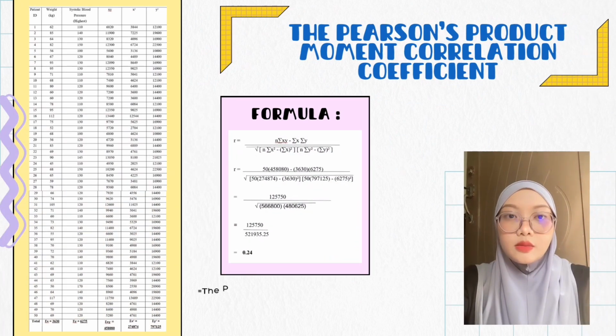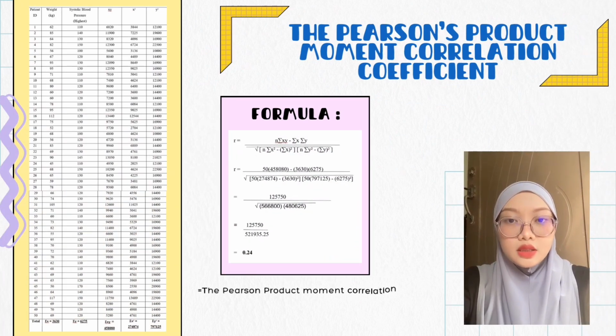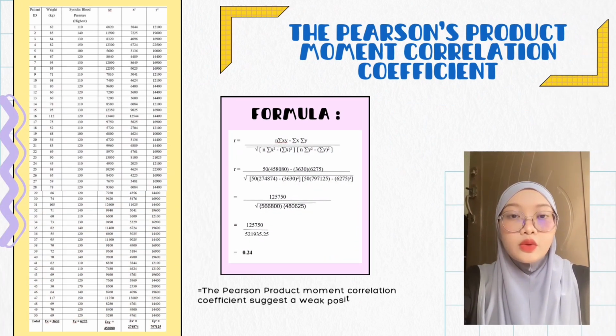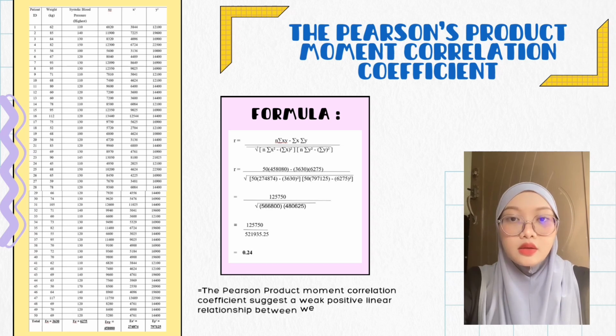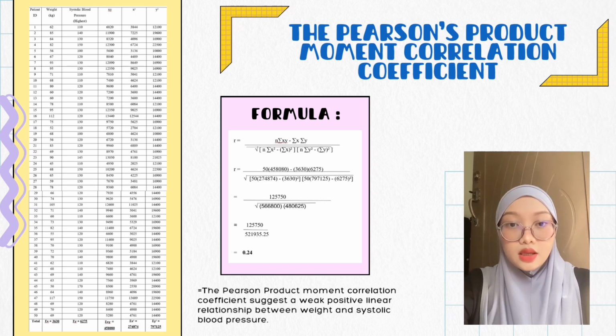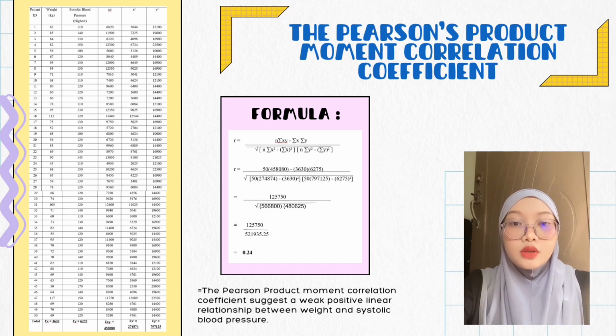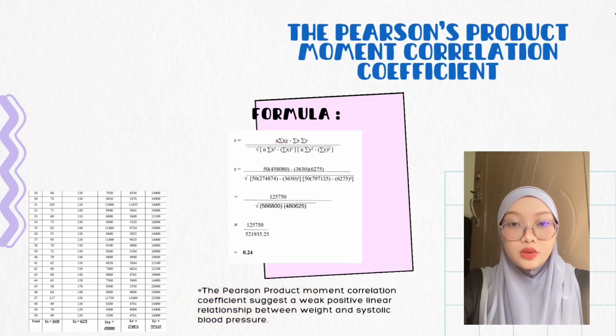Next, I will discuss the Pearson product moment correlation coefficient. So we use the following formula to find the Pearson correlation coefficient. We have 50 data and this data is used to calculate the correlation coefficient. Then we insert all 50 data into the formula and the answer we get is 0.24. So the Pearson product moment correlation coefficient suggests a weak positive linear relationship between weight and systolic blood pressure.